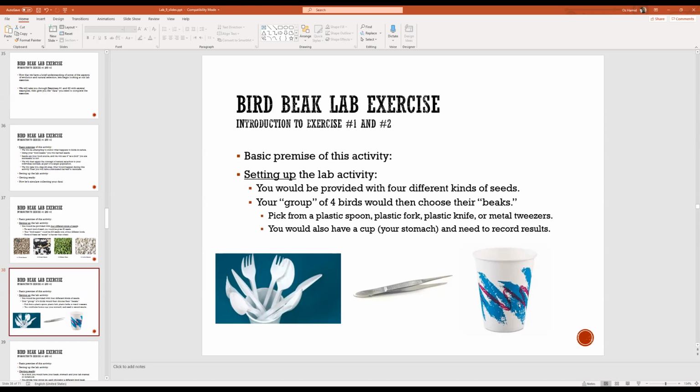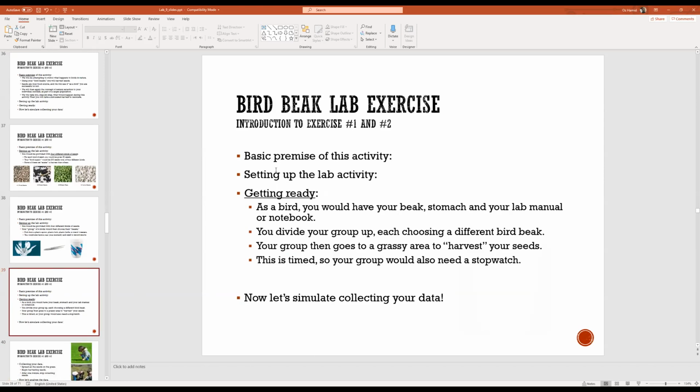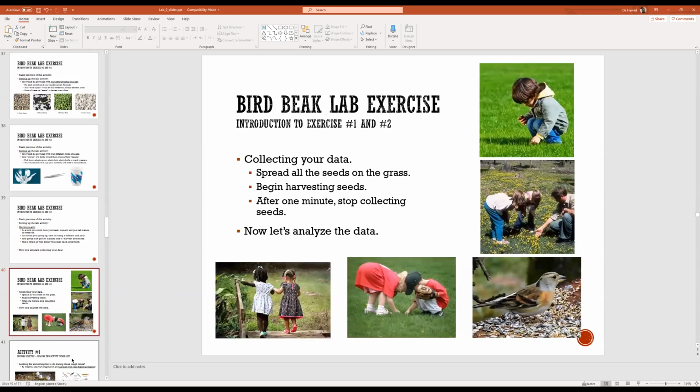And then everyone will have a cup. This will be your bird's stomach. So when you are able to successfully pick your beans or seeds from the floor, you will put your material into this cup as shown here, and that will be your stomach. Okay. So this will be timed. You will have 1 minute, and then you will stop collecting. You will analyze how many beans you were able to collect, and then you will see if you make it on to round 2.